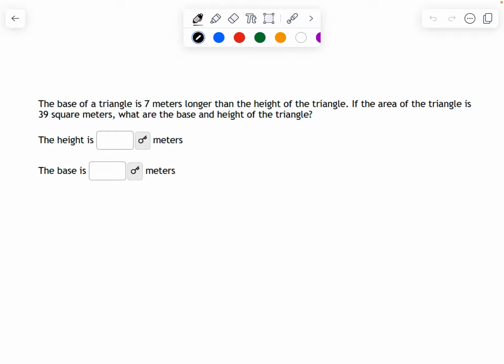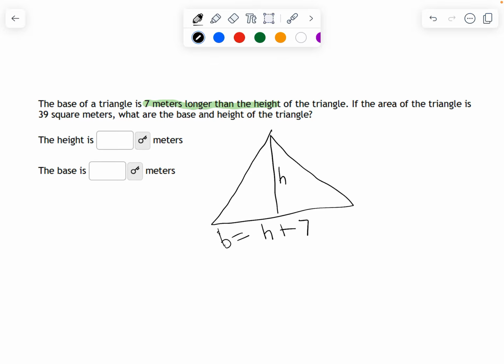All right, so first off, let's talk about a few things. I have a triangle. I don't know whether it's a right triangle or not. I do know I have the height of the triangle and the base. The base is 7 meters longer than the height. What mathematical operation would we use to say something is X amount longer? That would be addition. So if the base is 7 meters longer, then the base is equal to the height plus 7.